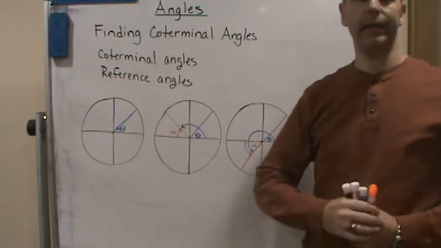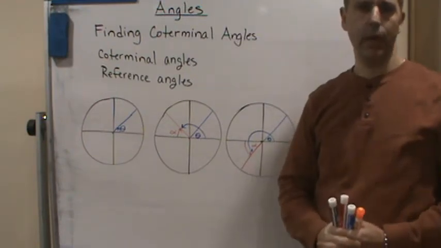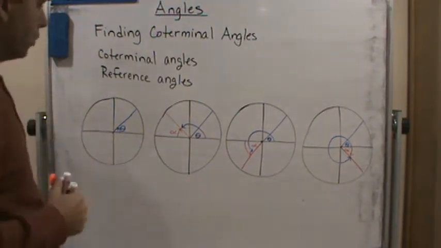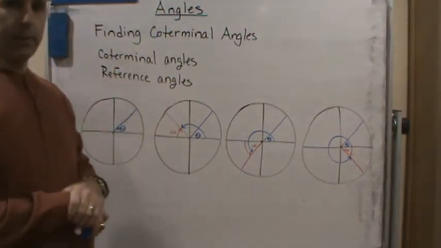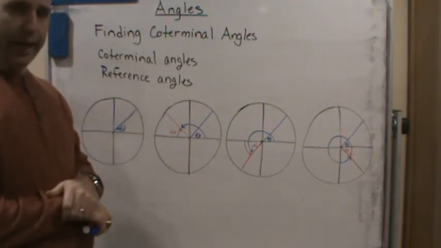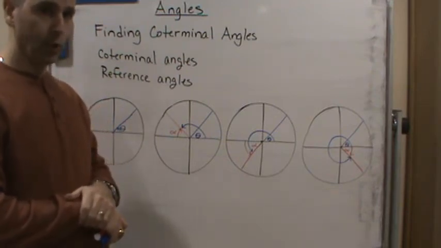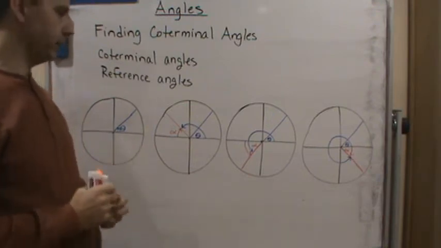Okay, so welcome back, and today we're going to talk about coterminal angles and reference angles. So where do we start? Well, let's start with coterminal angles. A coterminal angle, or angles, I should say, are angles that have the same terminal side. So any two angles that have the same terminal side.